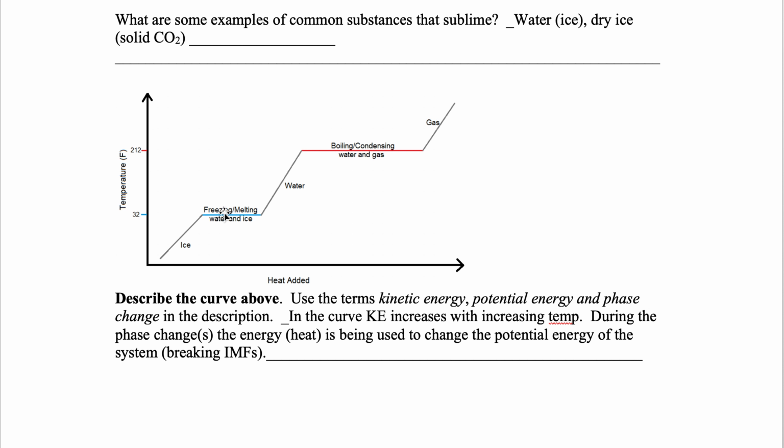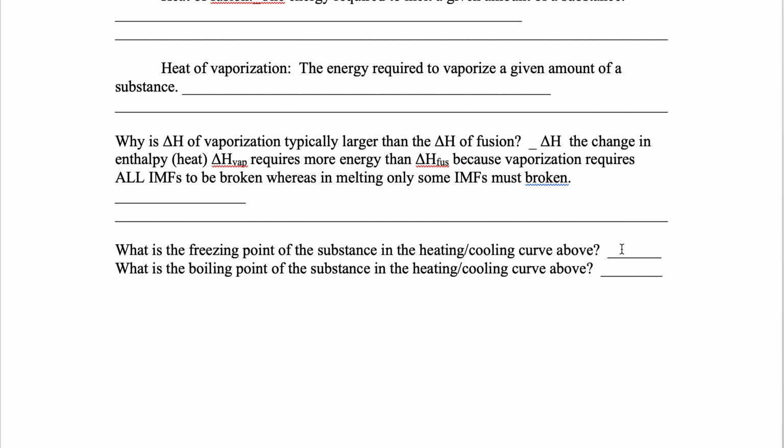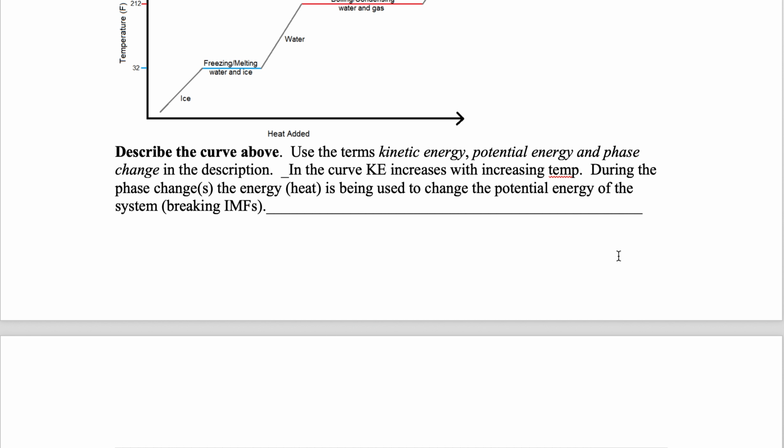Alrighty. What's the freezing point in the heating and cooling curve above? Right there. What's the freezing point? Well, the freezing point is right there or right there. It's all the same temperature. Or the melting point is right there or right there, and that would be at 32 degrees. So right there, you write 32 degrees F.